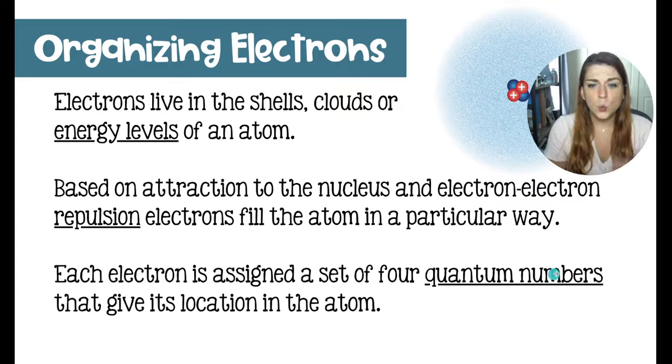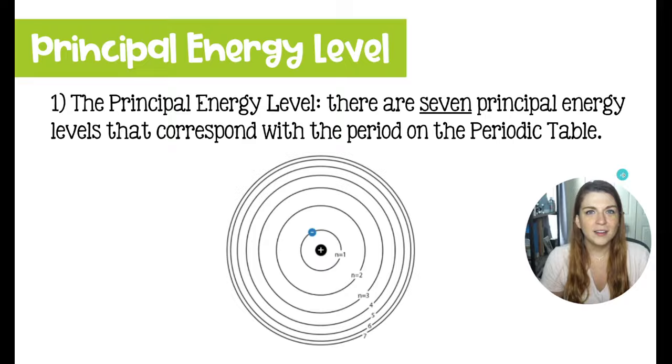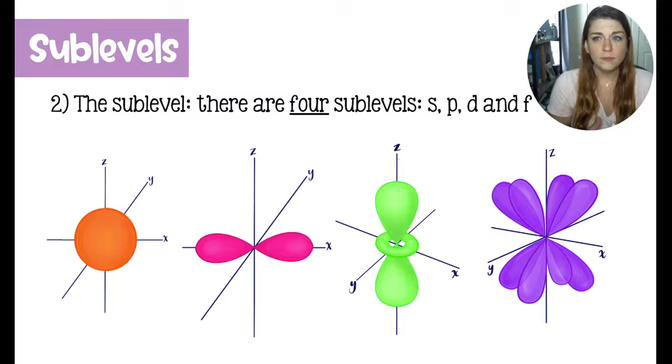And in order to do this, we have assigned electrons an address inside of an atom, and we call that their quantum numbers. The first digit of their address, or their quantum numbers, is going to be the principal energy level that they're in. There are 7 principal energy levels. They correspond to the periods on the periodic table. So, for example, sodium, Na, is in the 3rd period, so its electrons fill 3 principal energy levels. So if we were talking about the single valence electron in sodium, its first quantum number would represent that it was in the 3rd energy level.